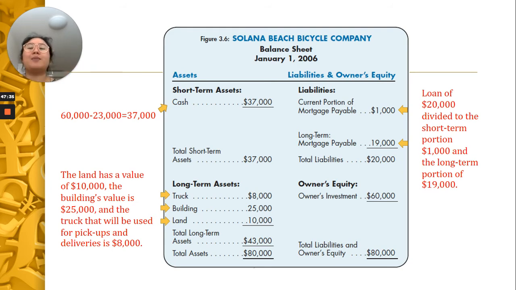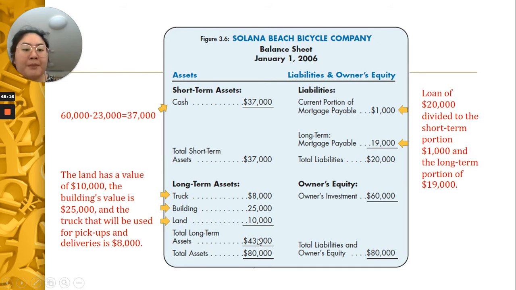So how does it come to 23,000? You see this one first. You have the land that values 10,000 and the building valued 25,000 and the truck that has a value of 8,000. So it will equal 43,000. So the total long-term asset is 43,000.